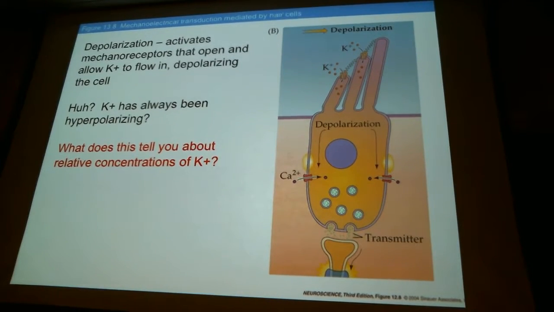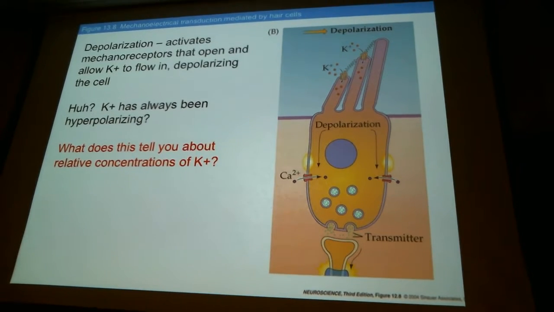Does that strike anybody as odd? Yeah, at least one person? What's different? Potassium's flowing in. What did we usually say? Potassium flowing out. So weird. Why is this happening? We've always talked about potassium as being hyperpolarizing, not depolarizing, because it's flowing out. So what does this tell you about the concentrations of potassium? Outside is more than inside. That's a little unusual.